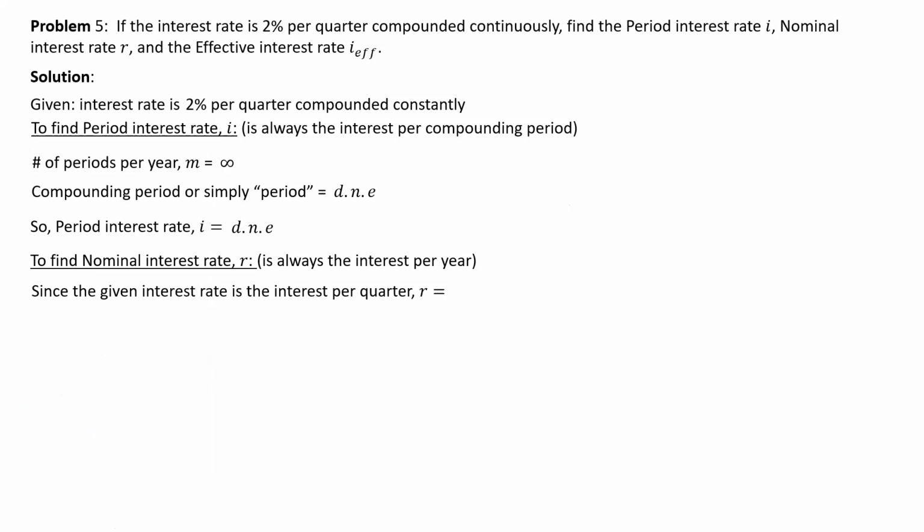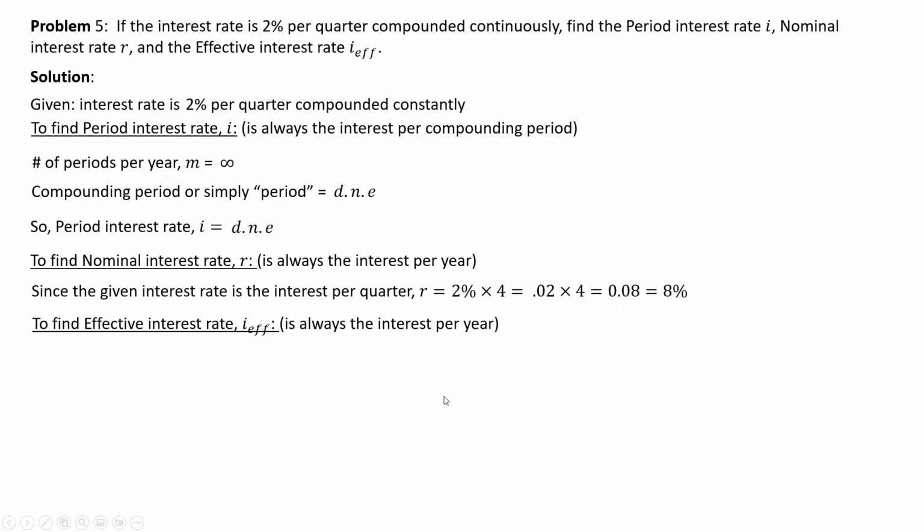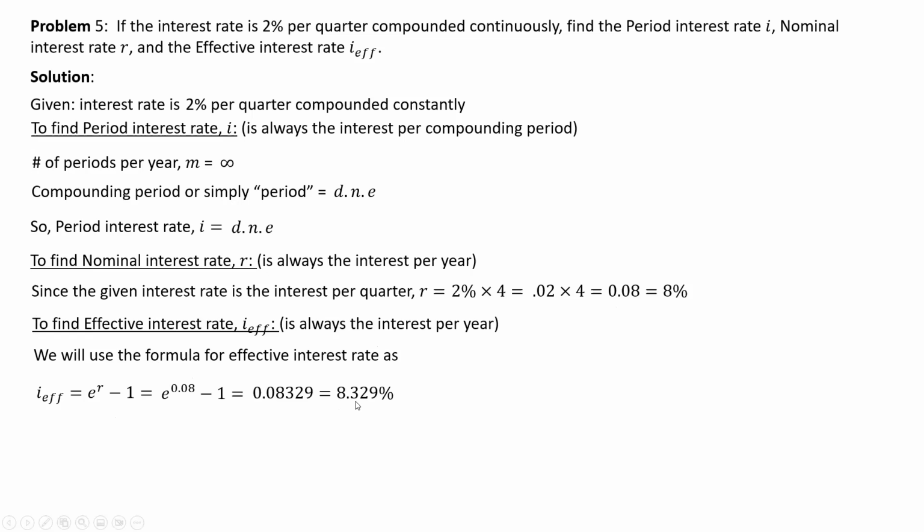Since the given interest rate is the interest per quarter, and there are 4 quarters in a year, we take the quarterly interest rate and multiply that by 4, and that's how we get R. It turns out to be 8%. Now, to find the effective interest rate, because this is compounded continuously, we'll use the special formula for I effective, which is e to the r minus 1. So e to the 0.08 minus 1, and that turns out to be 8.329%. Cool.